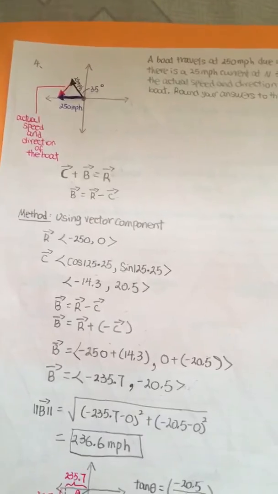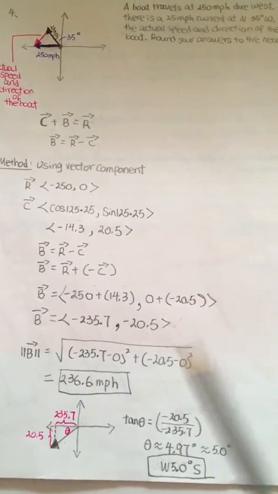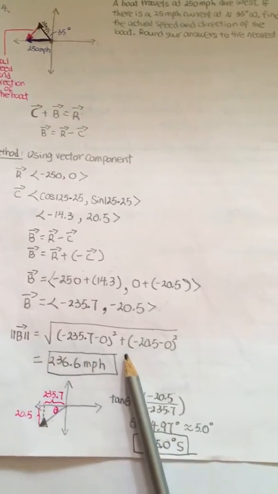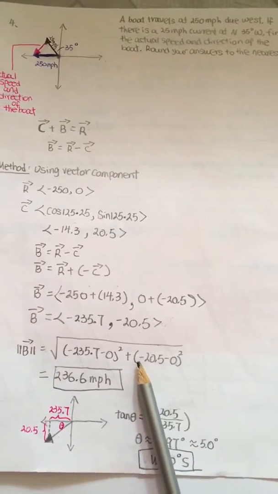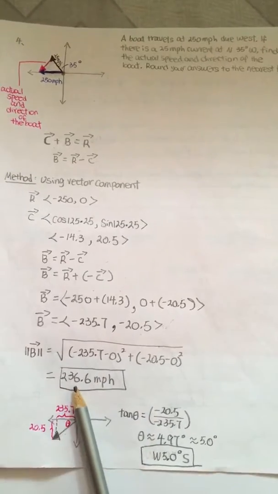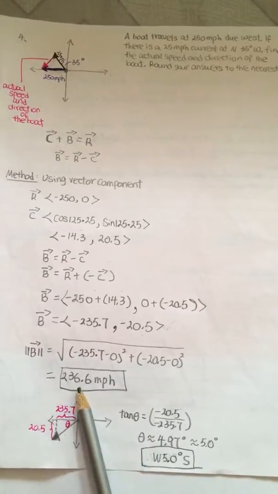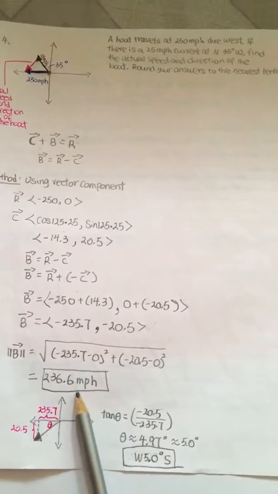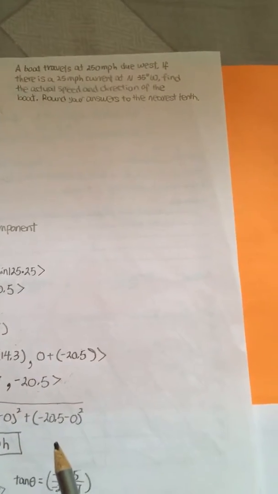So since I have the components of the vector, it will be very easy to find the magnitude because it's just to use the distance formula. And this is what I did over here. And I have that the magnitude of the actual speed of the boat is going to be 235.6 miles per hour, because the question says to round the answer to the nearest tenth.